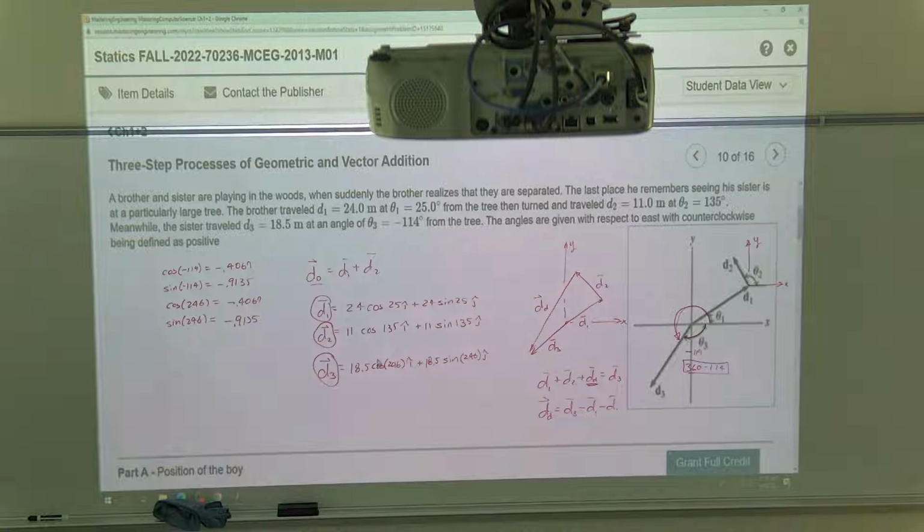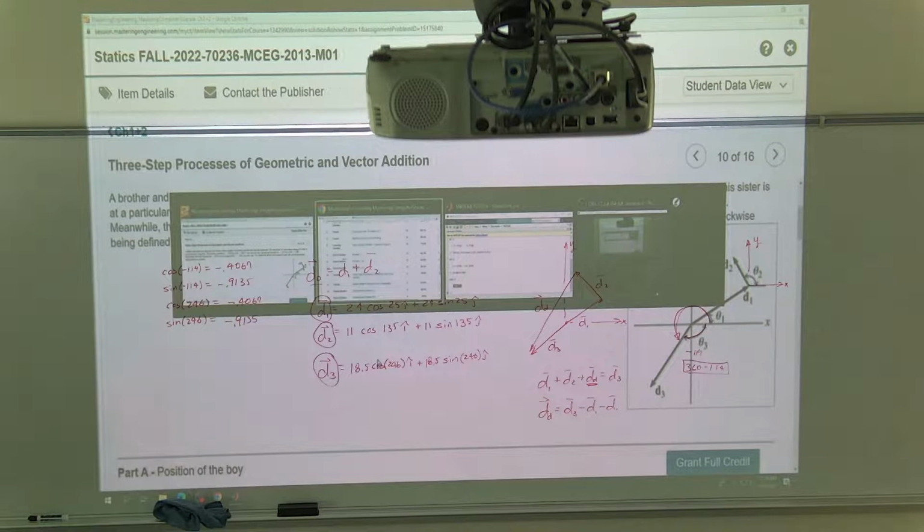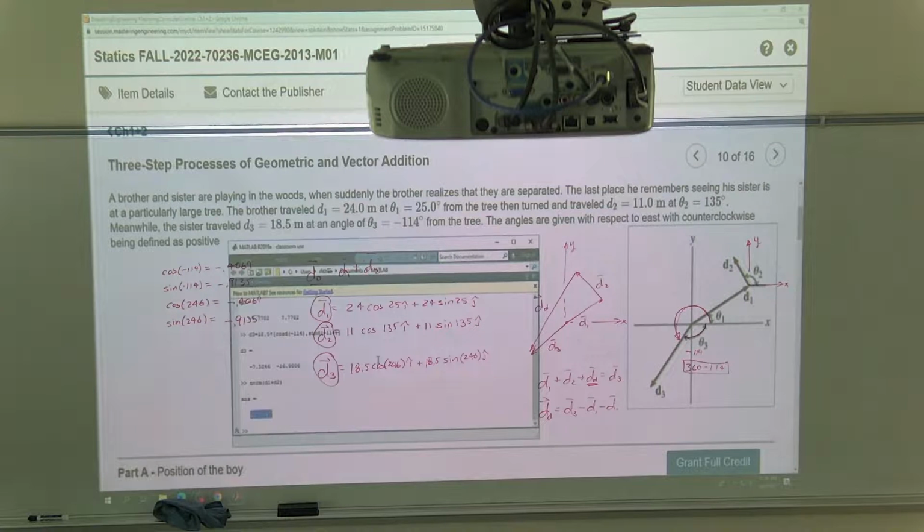Okay. So if you do that and look at MATLAB, that's what it should be doing. You'll see the 22.73.